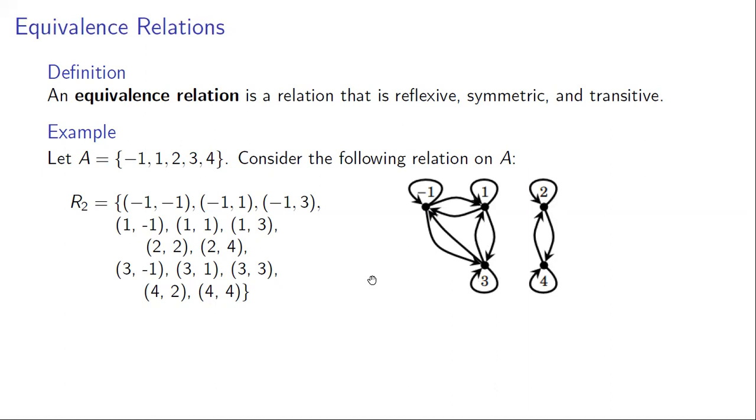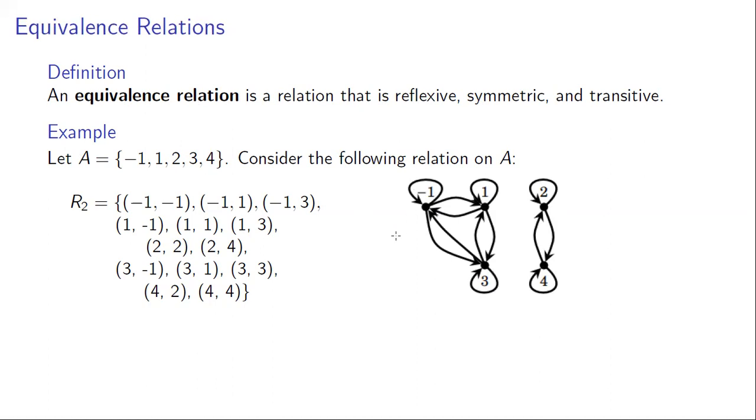So is it reflexive, first of all? In order to show that it's an equivalence relation, we need to figure out whether it's reflexive. So reflexive means that every element of A is related to itself. Let's see, -1 is related to itself, 1 is related to itself, 2 is related to itself, 3 is related to itself, and 4 is related to itself. So those are all the elements of A. So the relation is reflexive.